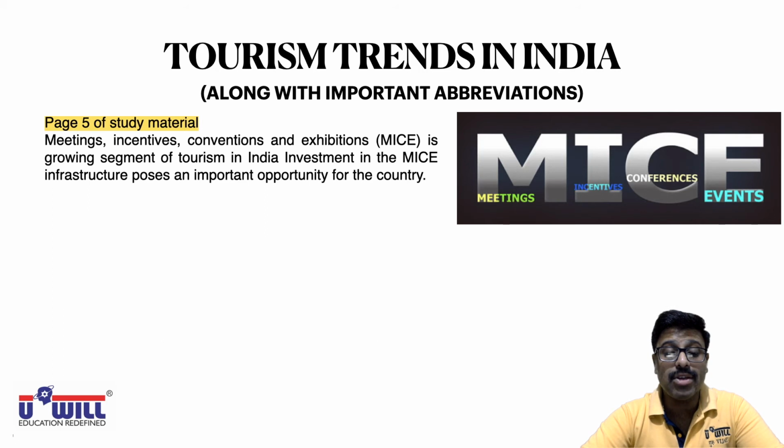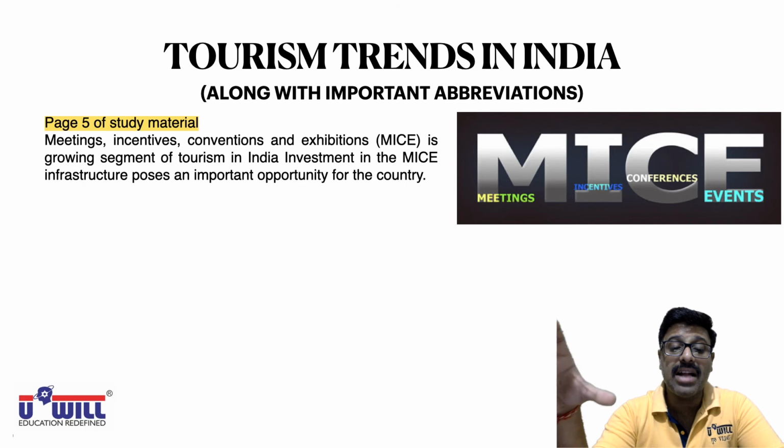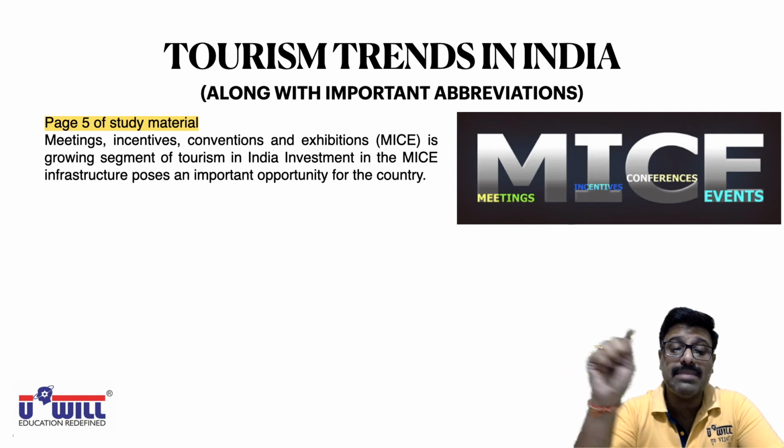It is a growing segment of tourism in India. Investment in the MICE infrastructure poses an important opportunity for the country. For example, Vibrant Gujarat. Vibrant Gujarat was an initiative of this MICE.